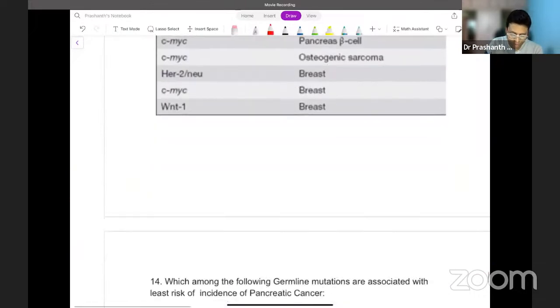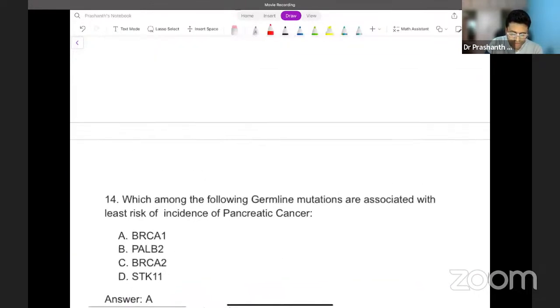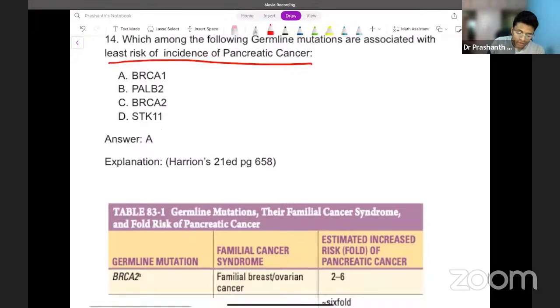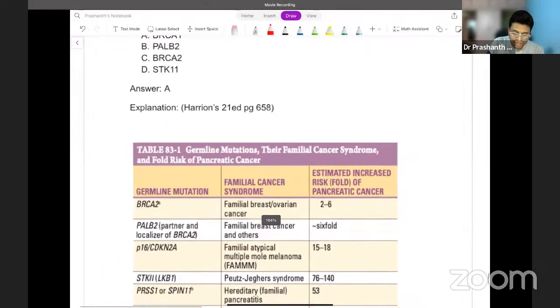Please go through different mnemonics that you can. Next is the question: which among the following germline mutations is associated with the least incidence of pancreatic cancer? Is it BRCA1, PALB2, BRCA2, or STK11? For this, kindly go through this table. The answer is actually BRCA1.